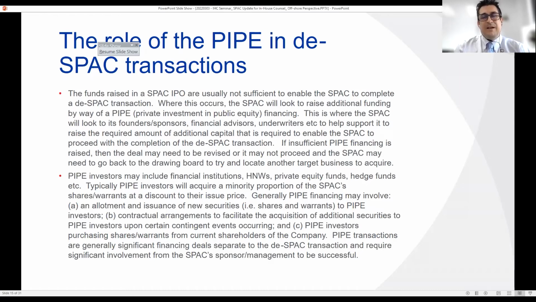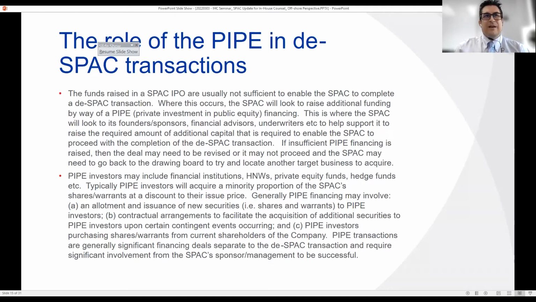The PIPE is short for private investment in public equity financing. So typically what we will see on SPAC IPOs and SPACs that are looking to complete a de-SPAC is that the funds that they raise in the IPO are not going to be sufficient alone to enable a de-SPAC transaction to occur. And so it's necessary for the SPAC to source additional funding to enable it to complete the de-SPAC. This is where additional private investment comes in.